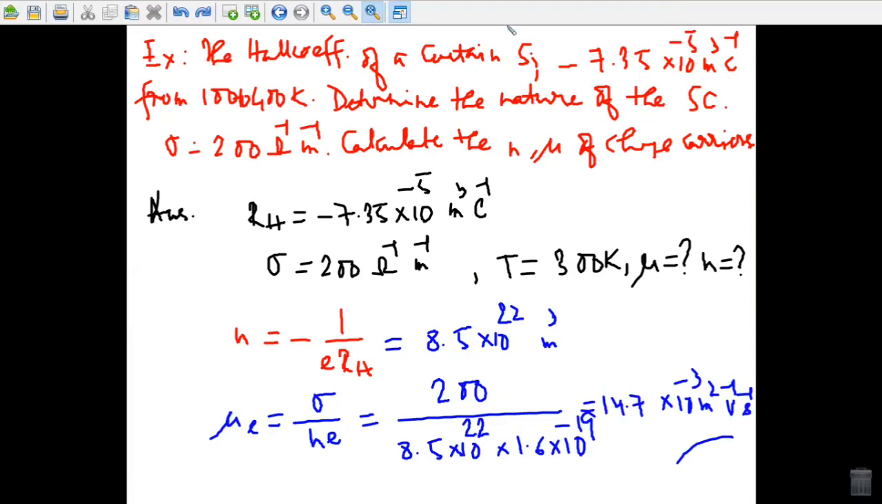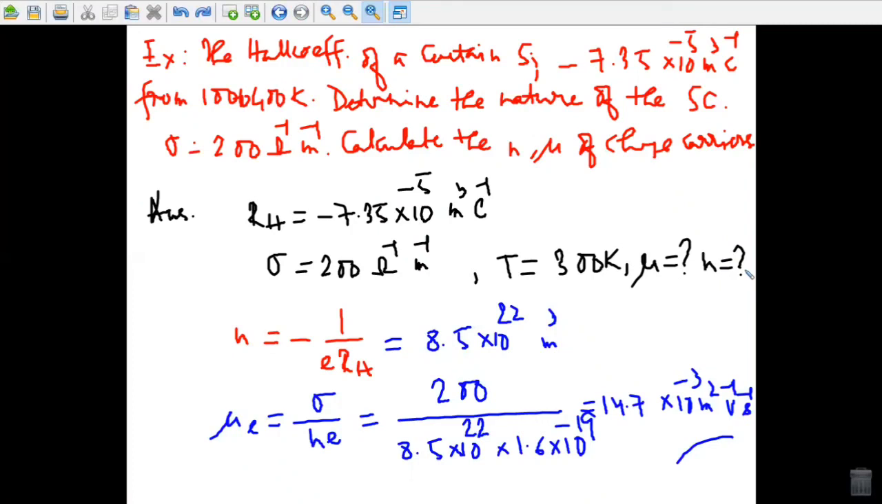So given here are the Hall coefficient RH, which is minus 7.35 into 10 to the power minus 5 meter cube coulomb inverse, and sigma is equal to 200 ohm inverse meter inverse. T is 300 K, and we want to calculate the mobility as well as the density. The negative sign of the Hall coefficient indicates that the nature of the semiconductor is n-type.